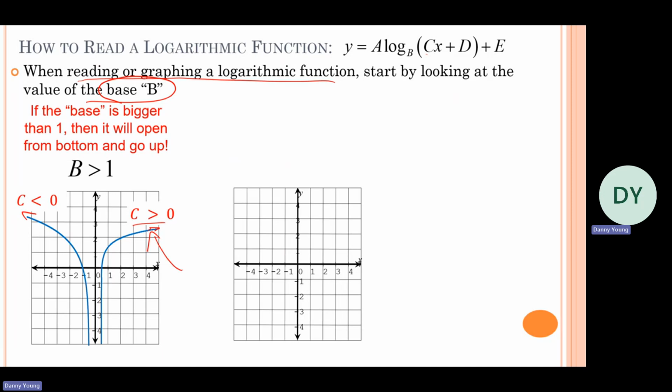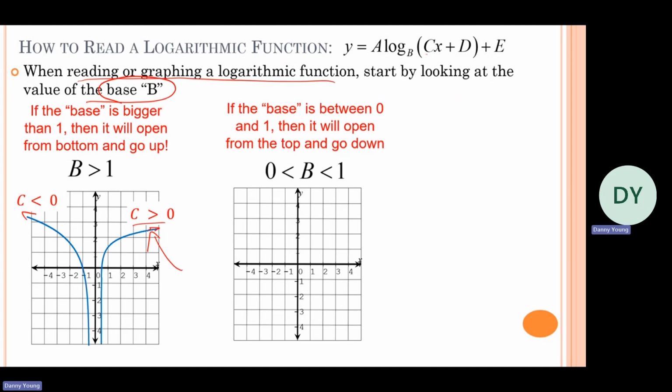Number 2. What happens when B is between 0 and 1 instead? The graph will start from where, the bottom or the top? It has to be the other way, right? So therefore, it must start from the top. If the base is between 0 and 1, the graph will start from the top and go down like this. So 2 options. It will come from the top and go all the way down.